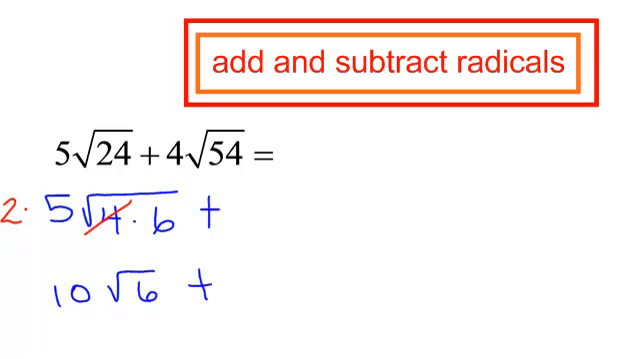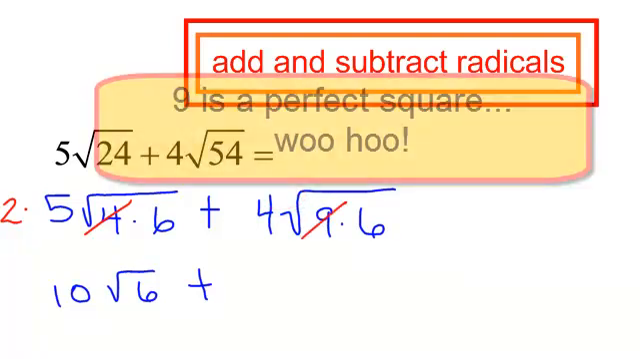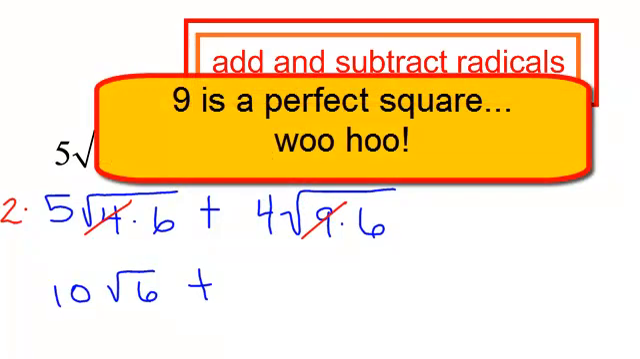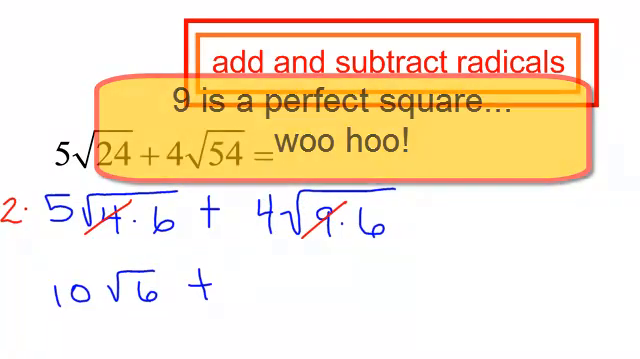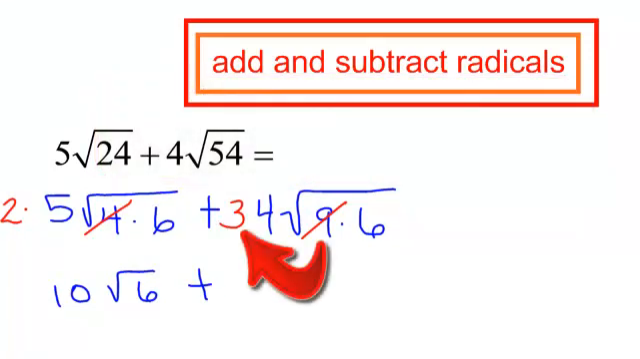Now let's look at 4 radical 54. I will have 4, and I'm going to break 54 down into radical 9 times 6. 9 is a perfect number. When it comes out from underneath the radical, it is a 3. 3 times 4, that would be 12 radical 6.